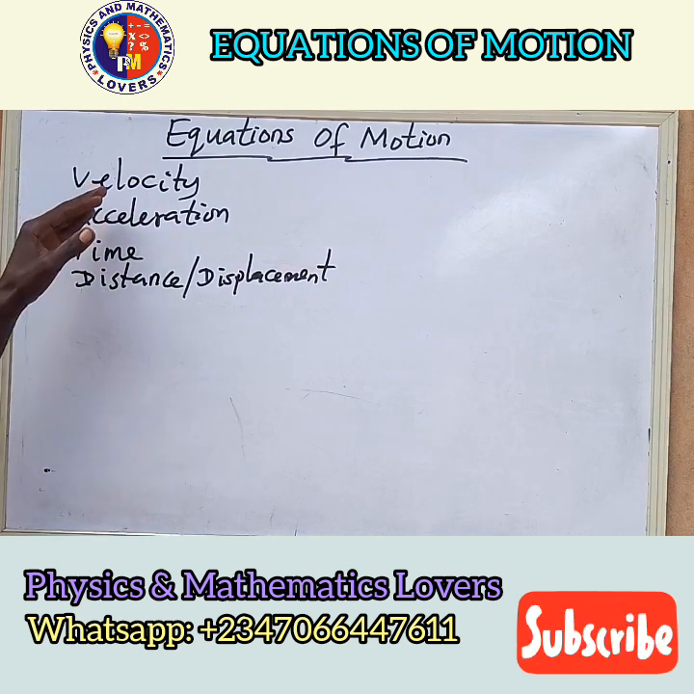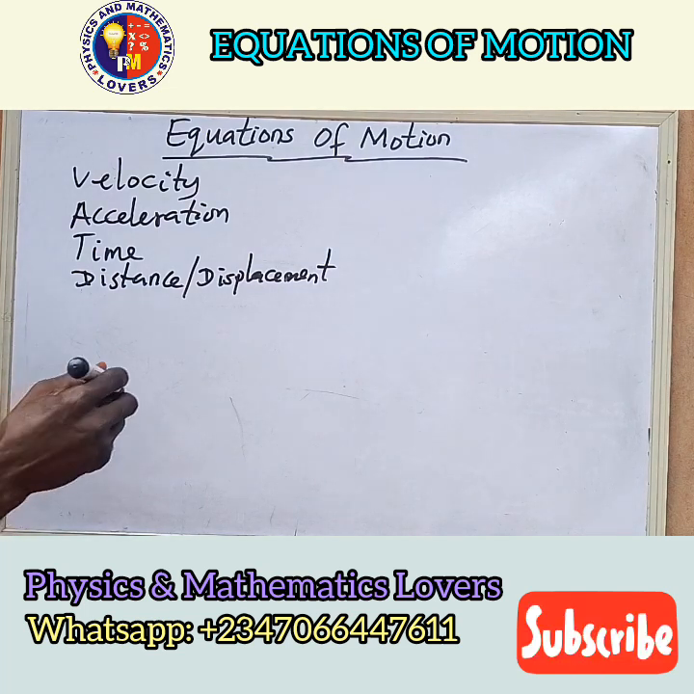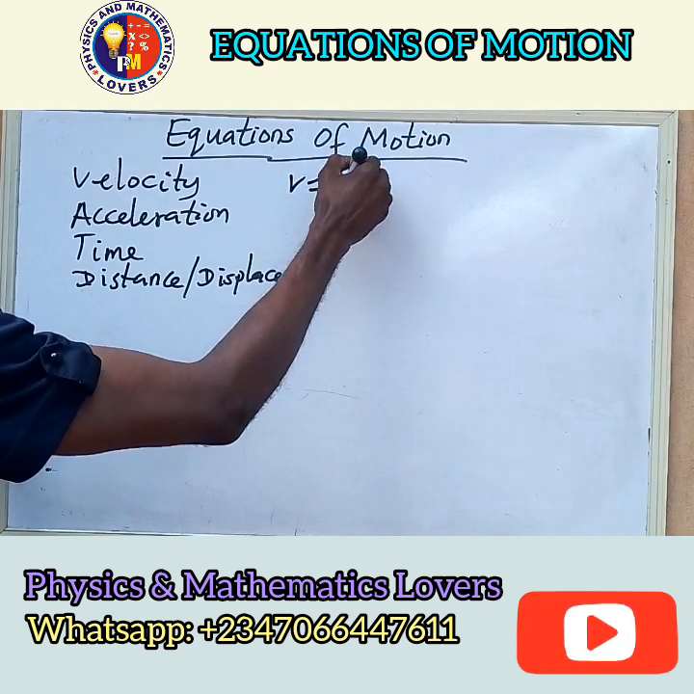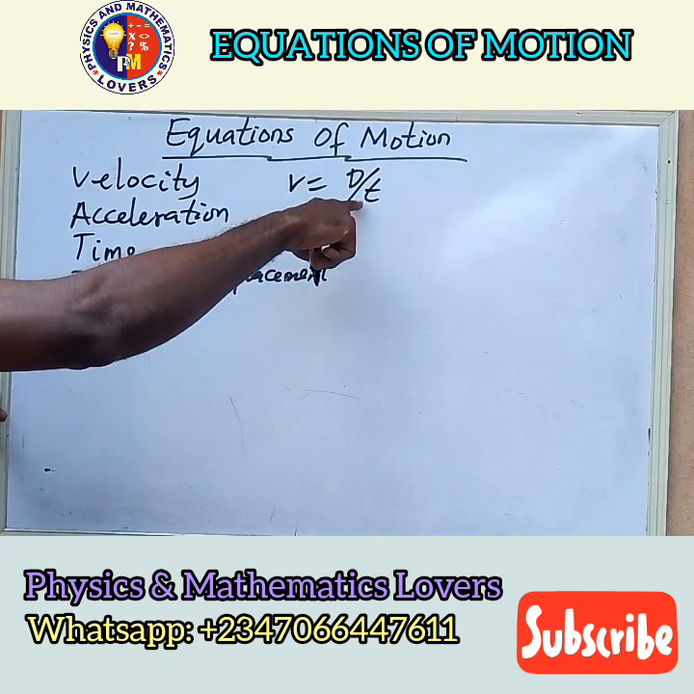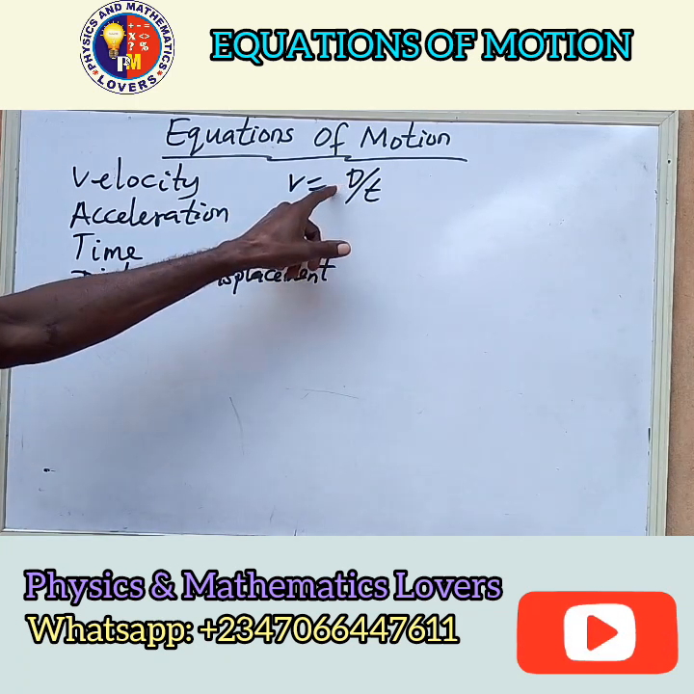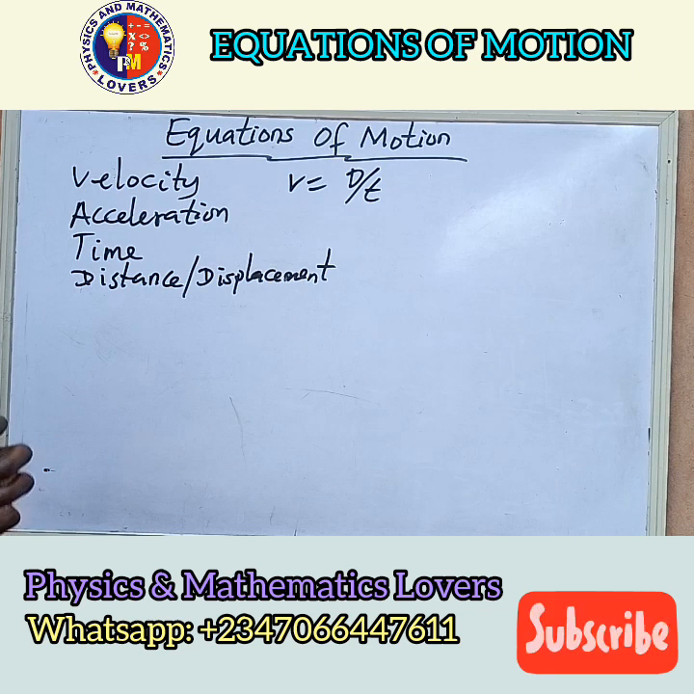We'll talk about velocity. Velocity is a vector quantity, which is a measure of the displacement with respect to time. That is to say, our velocity is equal to displacement, which is d, over t. That is displacement over time. Meaning that the velocity of an object is a measure of that displacement. Displacement is a distance that is traveled in a specific direction.